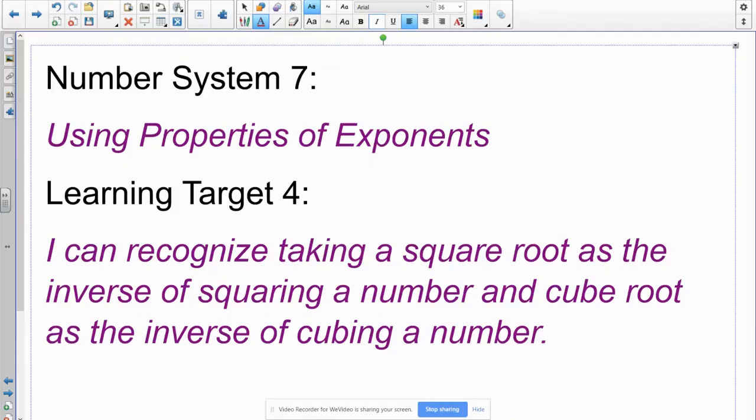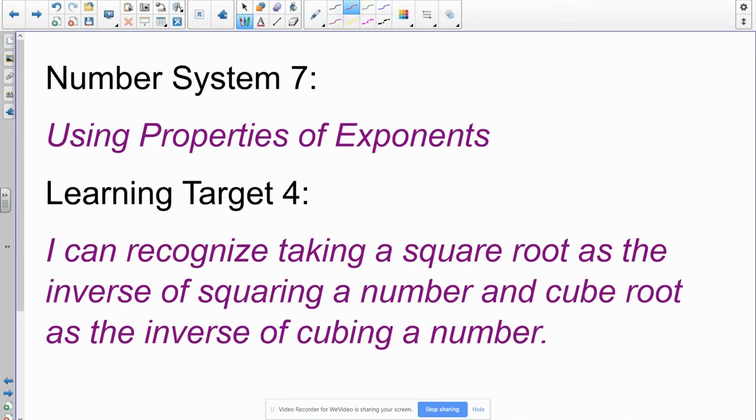7. Using properties of exponents. Learning target 4. I can recognize taking a square root as the inverse of squaring a number and a cube root as the inverse of cubing a number. So we're going to look a lot at inverses and learning that the inverse of a square root is squaring and the inverse of a cube root is cubing.